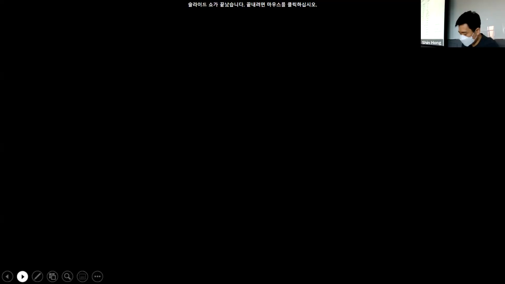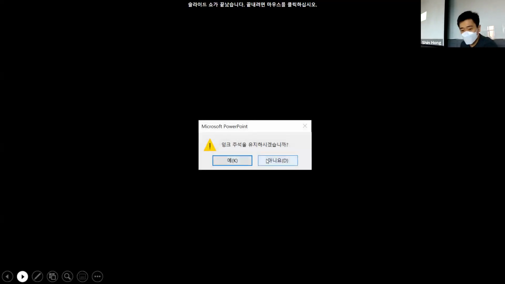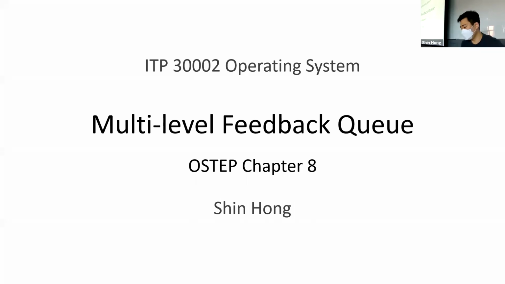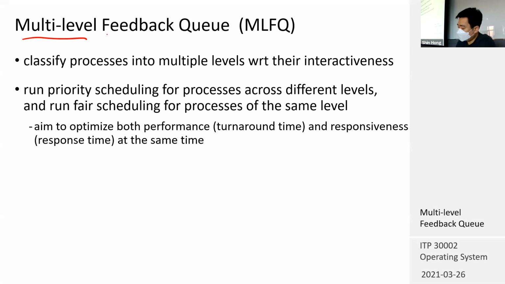Okay, so I think this is it for chapter number 7, and I'm moving on to chapter number 8. Let me turn on the next slideshow. Okay, so based on the primitive scheduling ideas, let's first check a more realistic version of the scheduler called the multi-level feedback queue. Multi-level feedback queue. Here, the words multi-level, feedback, and queue are all important.